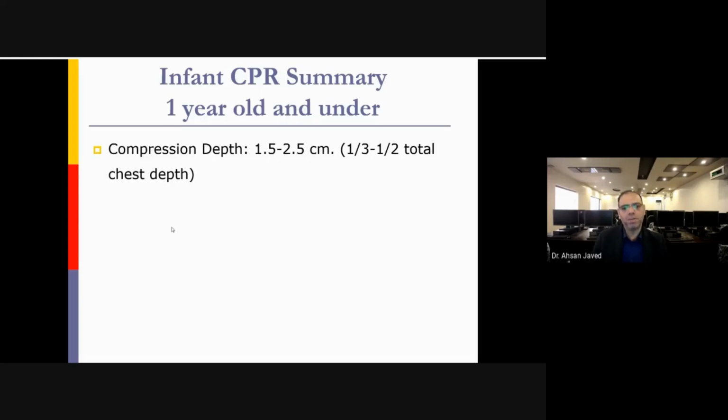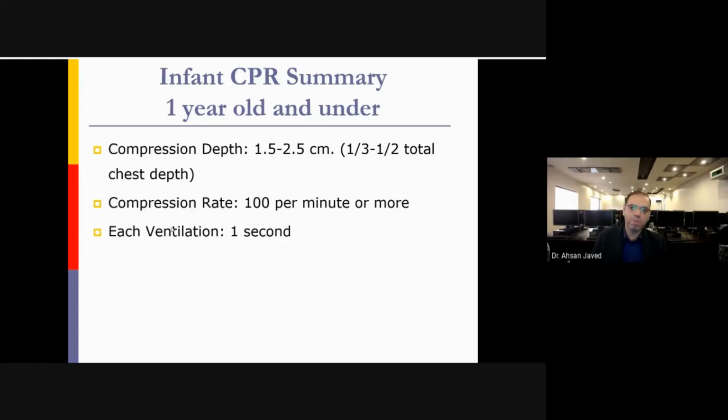Compression depth is 1.5 to 2.5 centimeters, or 1/3 to half of the total chest depth. So whatever the total chest depth is, you compress so that half of the chest is compressed. Compression rate is again 100 per minute, or it can be more.